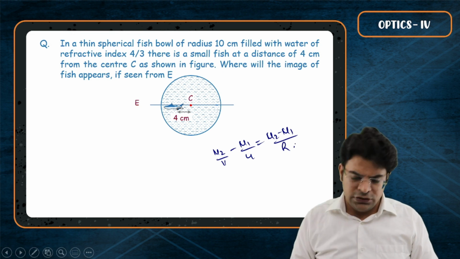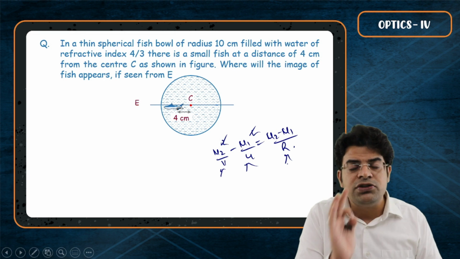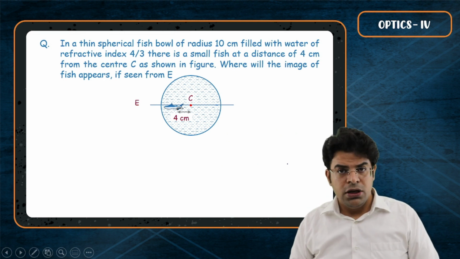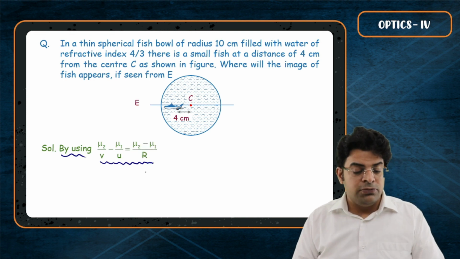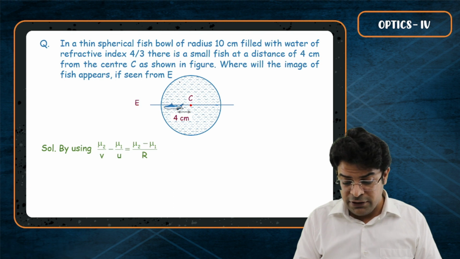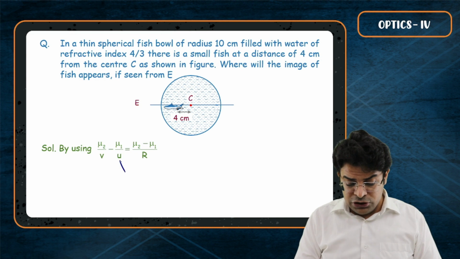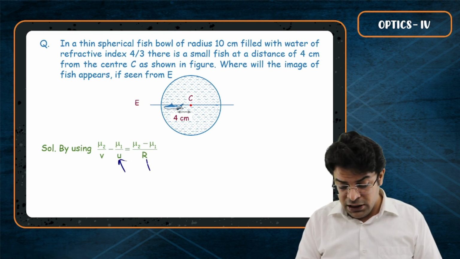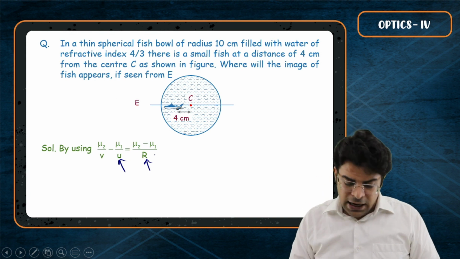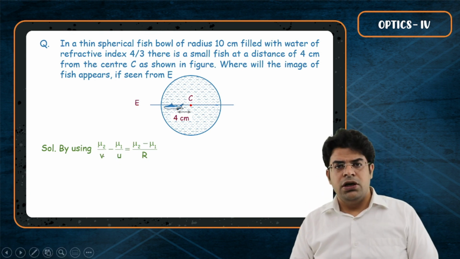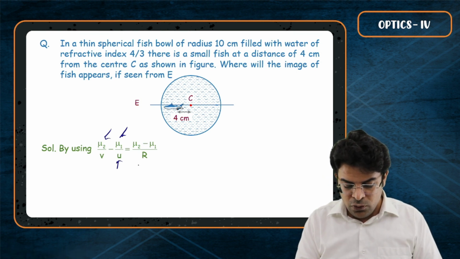The only question is, what is mu2, what is mu1, what is u, what is v, what is r? What will you substitute the value of all of them? So, by using the formula mu2 by v minus mu1 by u equals to mu2 minus mu1 by r, as they have given me both refractive index of first medium, second medium, one is water, one is air. They have given me position of object. They have told me the radius, so I can substitute the distance of the center from the pole, and all I need to find is v. So as to find v, I just need to substitute the value of mu1, mu2, u and r.